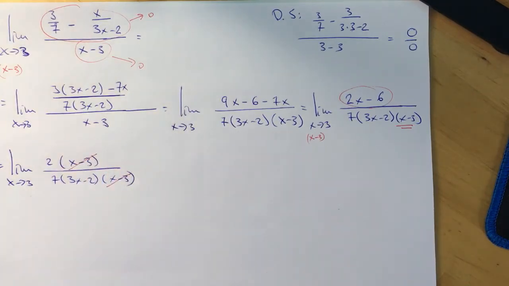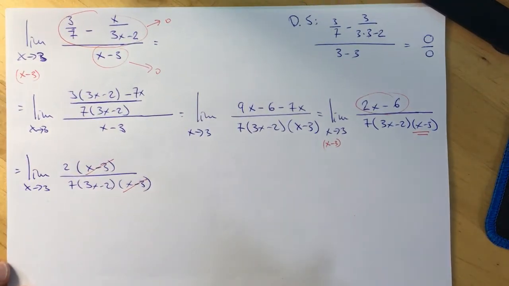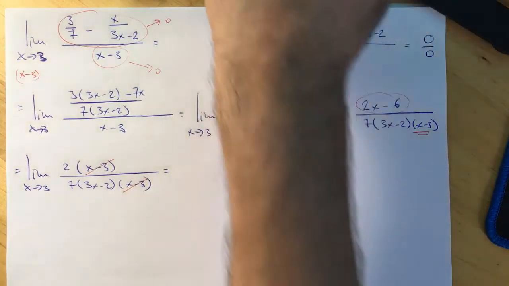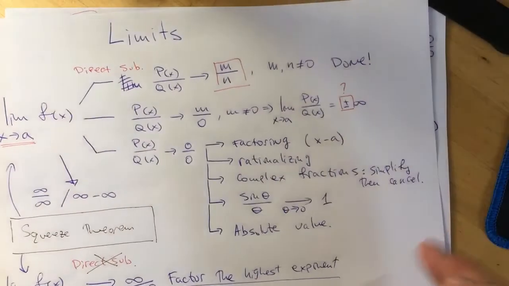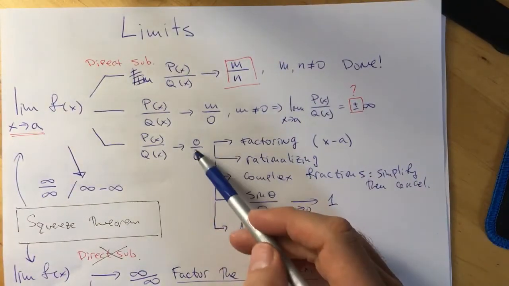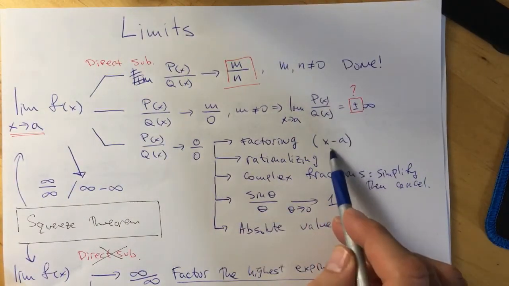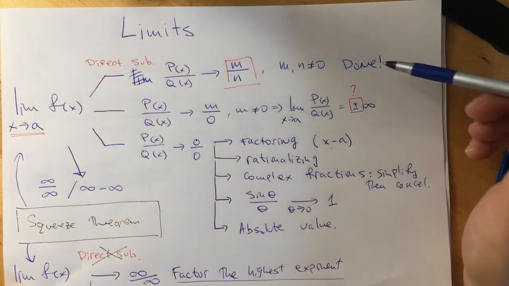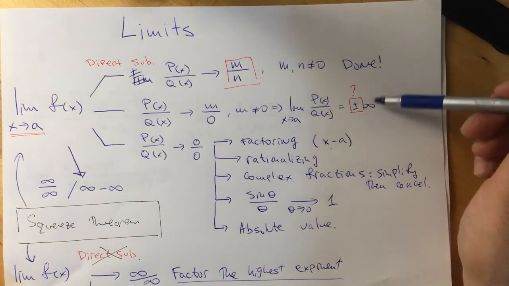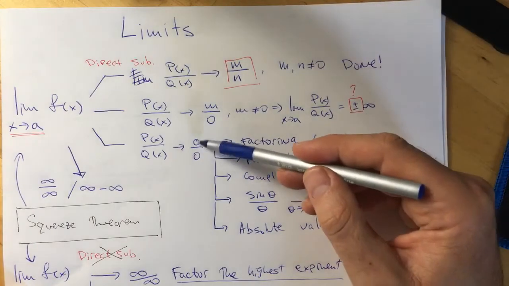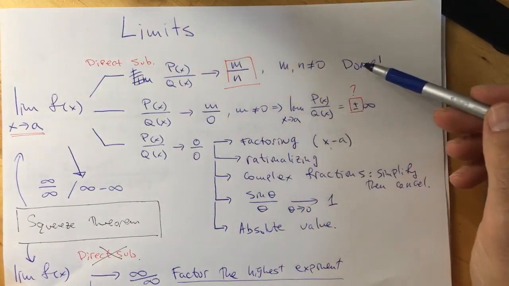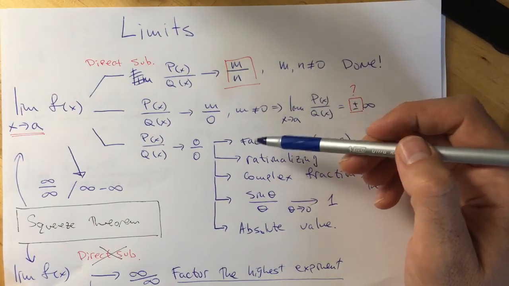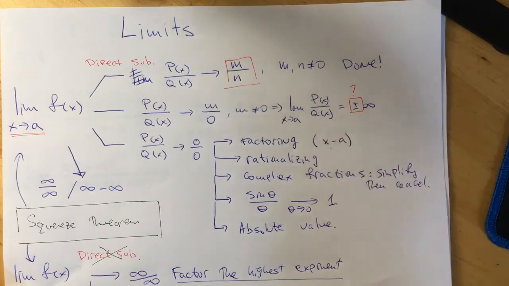Once we have cancelled the problematic factor, now we try direct substitution one more time. You see we had a 0 over 0 limit. We cancelled that factor that was causing the problem, that was giving us 0 over 0, and then inevitably you end up either here or here. If you get 0 over 0, you repeat the procedure until you get either a constant divided by another constant, both of them different than 0, or a constant different than 0 divided by 0.